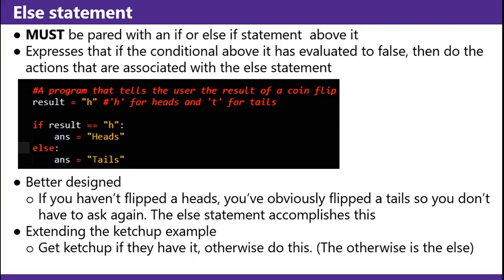Extending the ketchup example. Get ketchup if they have it, otherwise do this. The otherwise is the else.